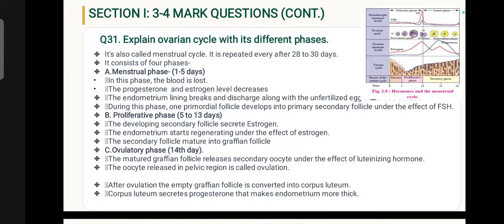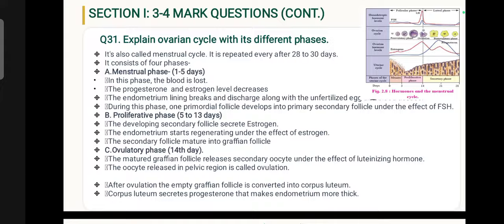In the second phase, which lasts up to 5 to 13 days, the developing secondary follicles secrete estrogen. This makes the endometrium regenerate. The secondary follicle matures into a Graafian follicle. Third phase, ovulatory phase, 14th day. The matured Graafian follicle releases a secondary oocyte under the effect of LH, luteinizing hormone. The oocyte released in the pelvic region is called ovulation.